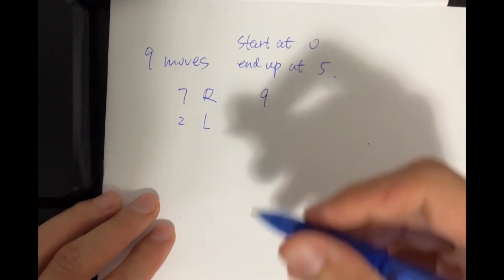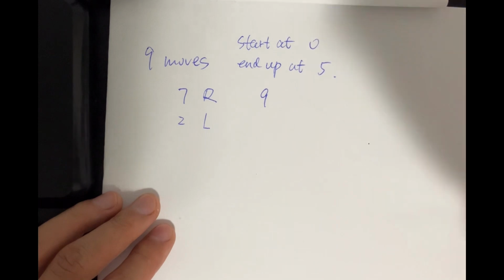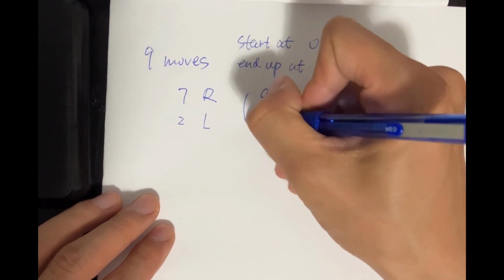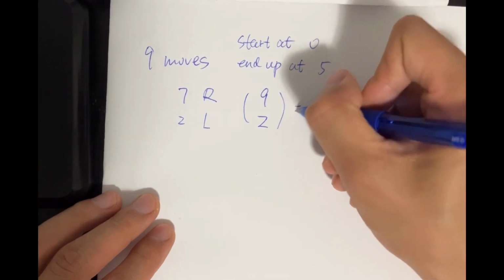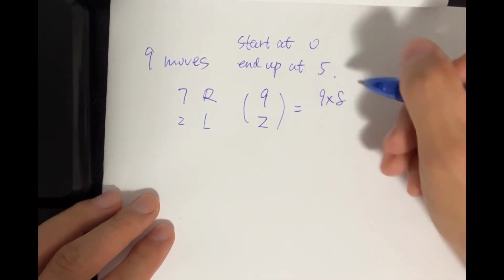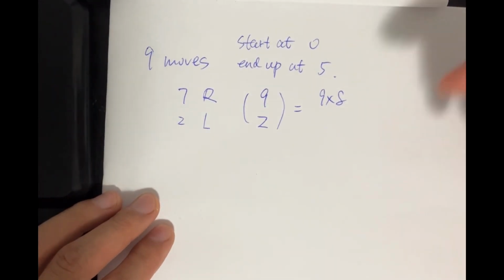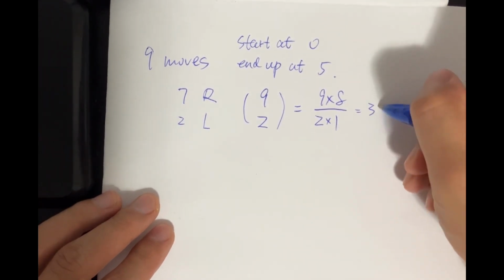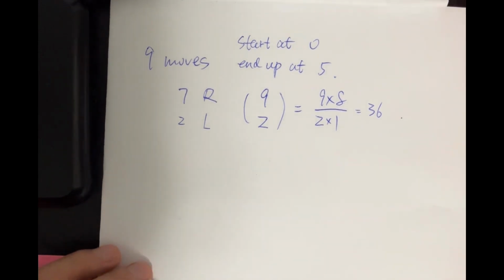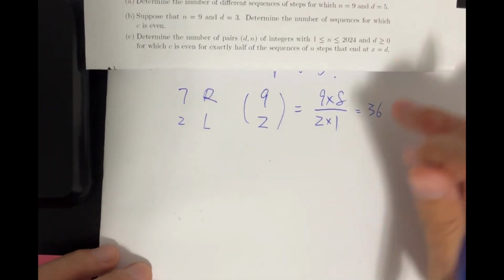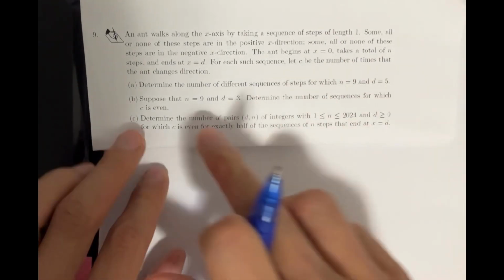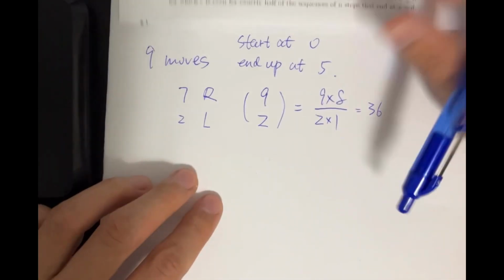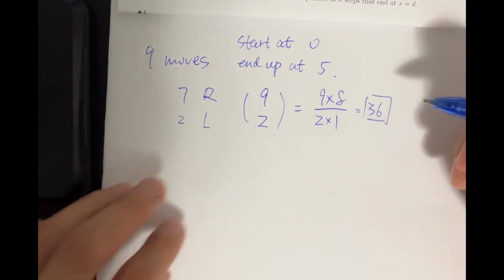Okay. So basically, we have 9 moves, and out of the 9 moves, 2 should be towards the left. Whichever 2 would work. So it's 2 out of 9. This should be 9 times 8, taking 2 objects from 9 different objects, divided by 2 times 1, which is 36 different ways. So we have basically 36 different sequences, and the answer to subproblem A is 36. Here we go. It's not quite a hard one.